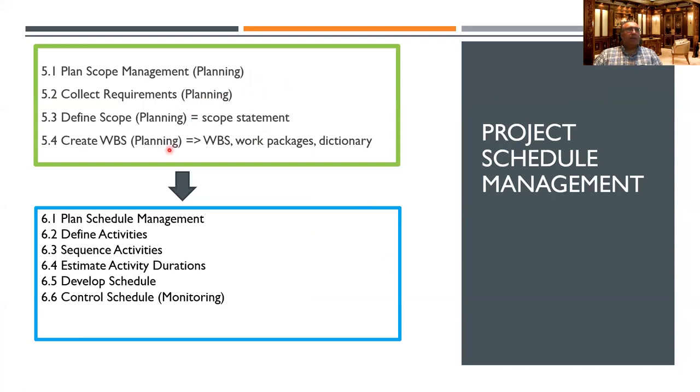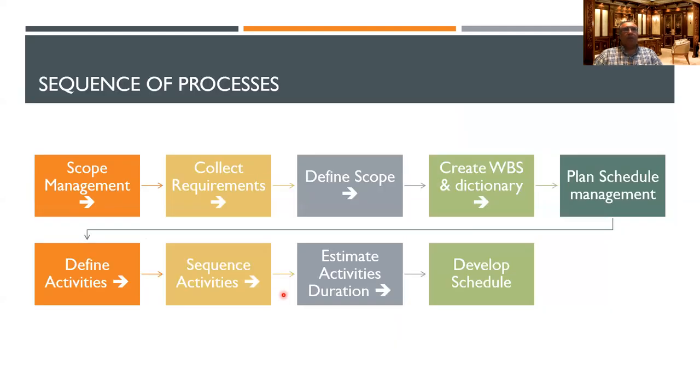And then when you create the WBS, you make the WBS, you have the work packages, and you make the WBS dictionary. So once you've done that, then you go on to your plan schedule management, define activities, sequence activities, estimate duration, and all these. So we'll talk about each of these in detail. So again, reminder, this is the steps you will be doing in your process.